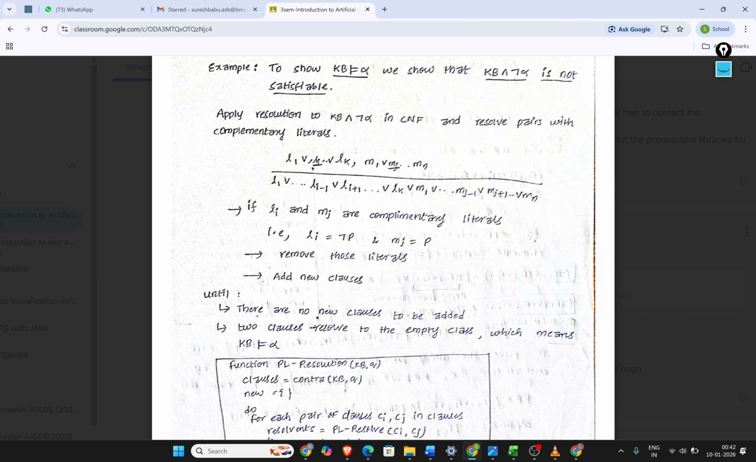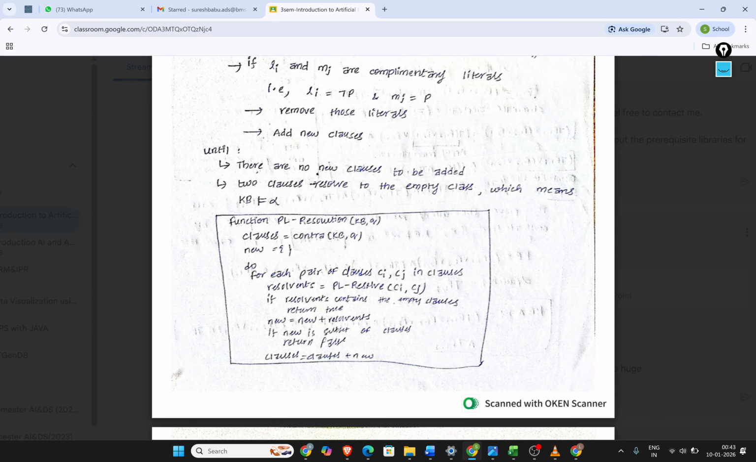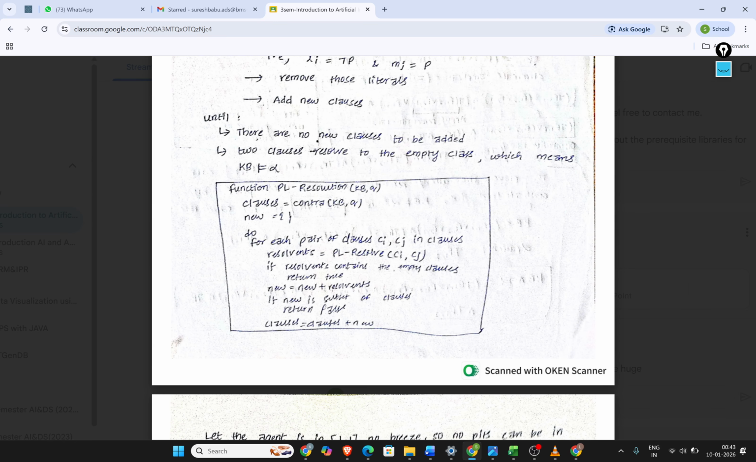So here there is L1 or ... or Li or ... and so on, M1 ... where Li and Mj are complementary literals. You see that Li is negation P and Mj is P. So we are going to remove this entire thing and write a new clause out of it. We add new clauses, a single clause at a time, until there is no new clause to be added, or two clauses resolve to the empty clause, which means our knowledge base entails alpha. That is what is given here in pseudocode.